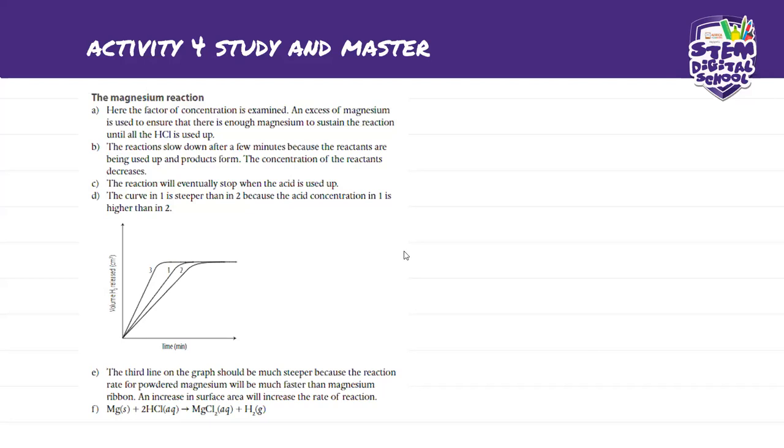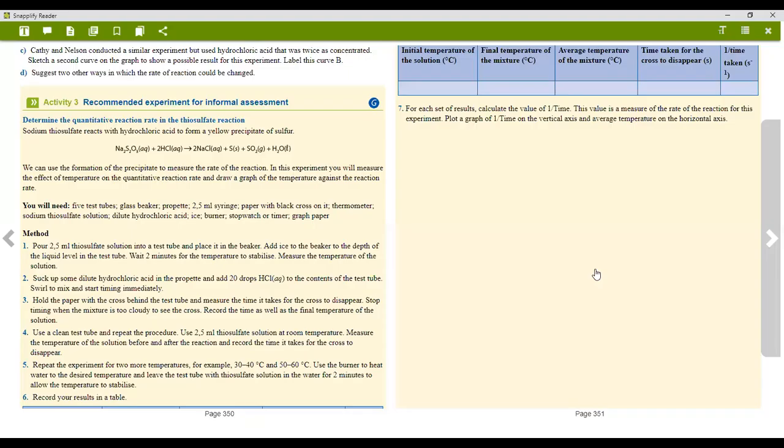Then we go back. Oh, I think I'm far ahead now. We are on activity four. So guys, this activity, I'm taking it from the Study and Master textbook. Let me just remember what the question said, because our book is taking its time to open up.